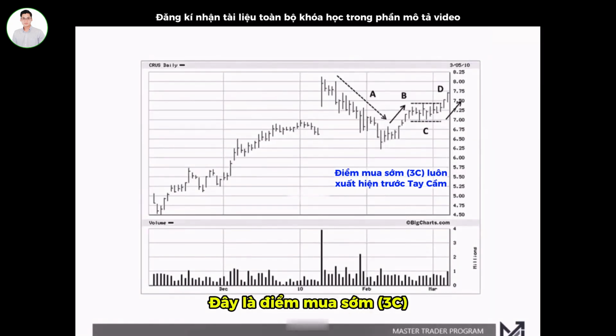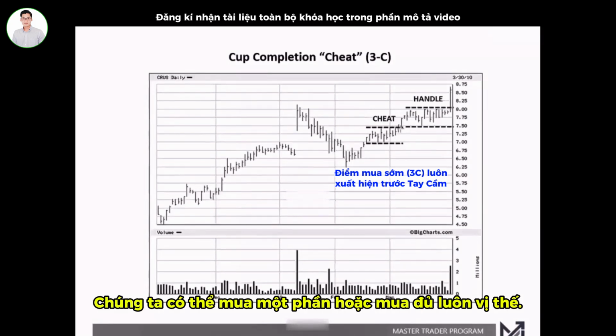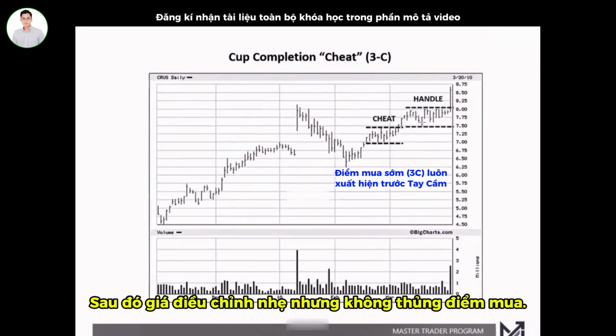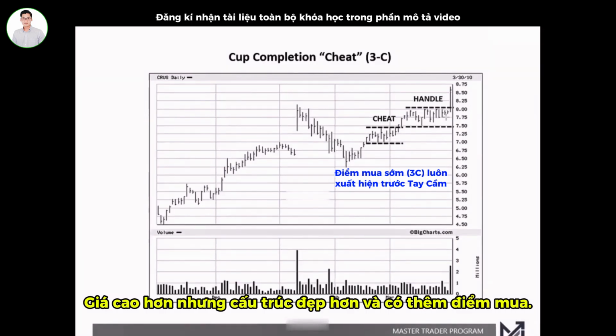All right, let's move forward and take a look. So here's the cheat. There's your cup completion cheat. So we buy here. Maybe we buy part of the position, and now we can pyramid up, or we buy the whole position. Now we go through this pullback, and it should have never stopped you out. It hasn't even barely gone below the purchase price, and it sets up even better. This is even a better looking stock chart now at a higher price.